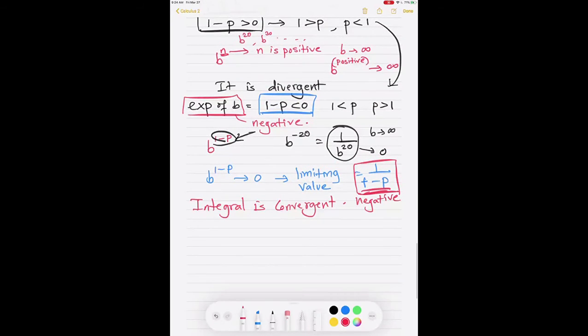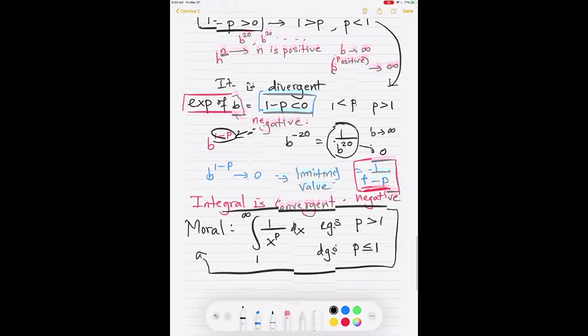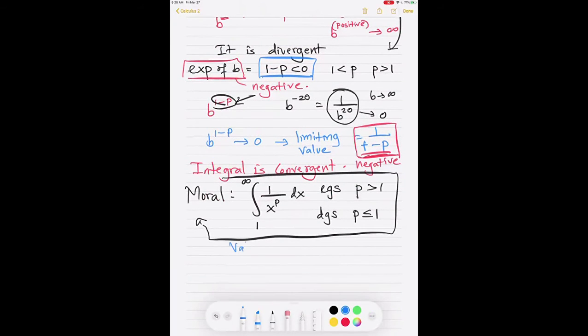Moral of the story, I want you to remember, so here we go. Integral 1 over x to the p dx from 1 to infinity converges if p is greater than 1, CGS is converges, DGS is diverges if p is less than or equal to 1. That is what I want. So if an integral looks like that, I just look at the value of p, and I know whether it converges or diverges. So CGS is converges, and DGS is diverges.